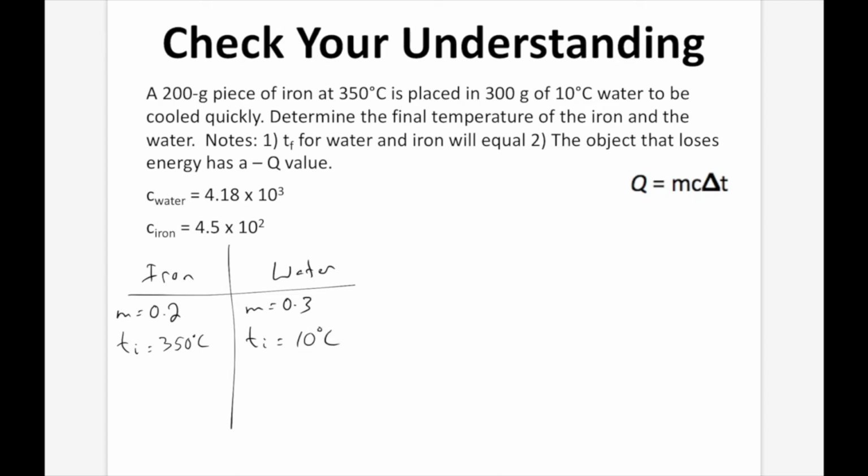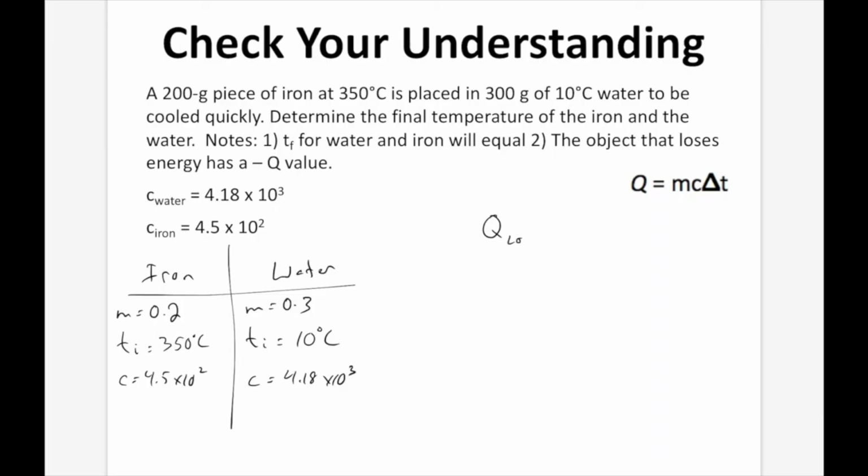So note, number 1, Tf for water and iron will be equal because the heat's going to move back and forth until the temperatures are the same. And number 2, the object that loses energy has a negative Q value. So the last variable we need to put in is our C values. So our C for iron is 4.5 times 10 to the 2, and our C for water is 4.18 times 10 to the 3.